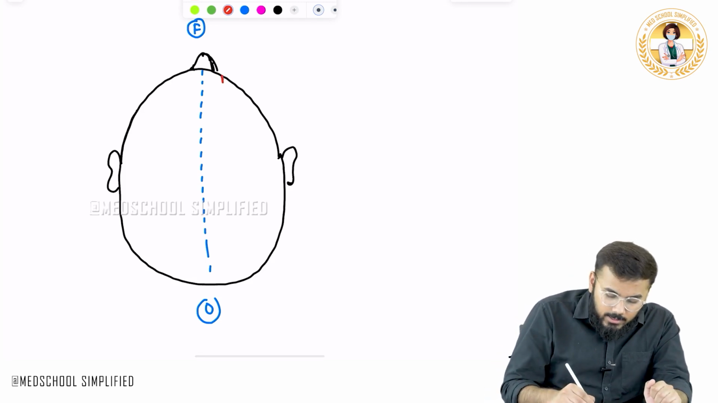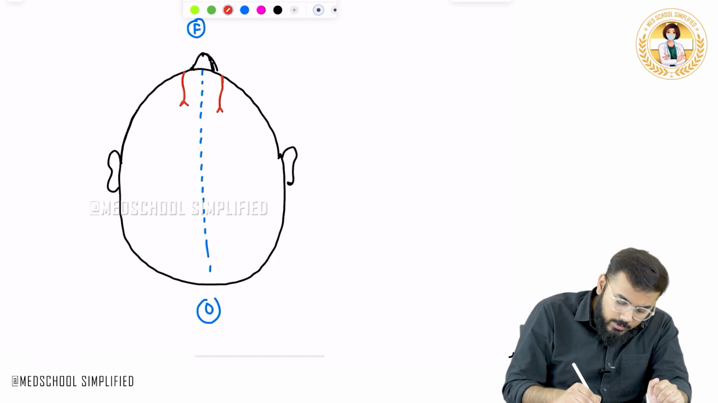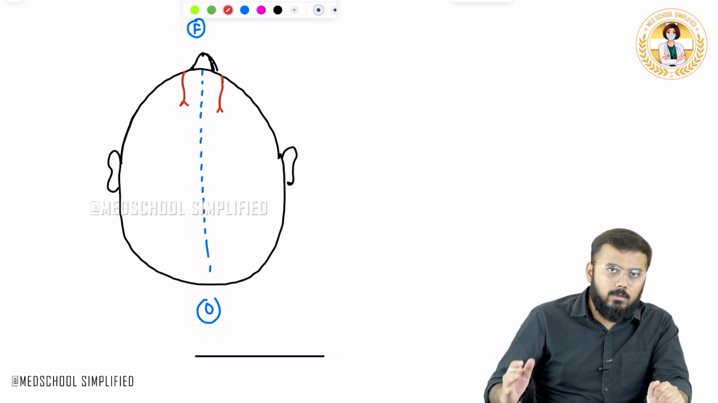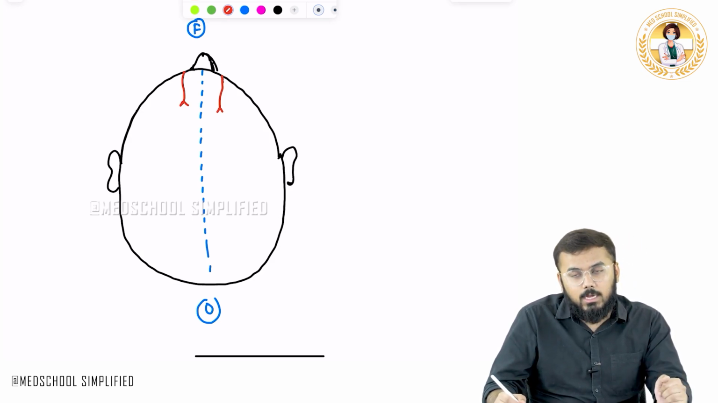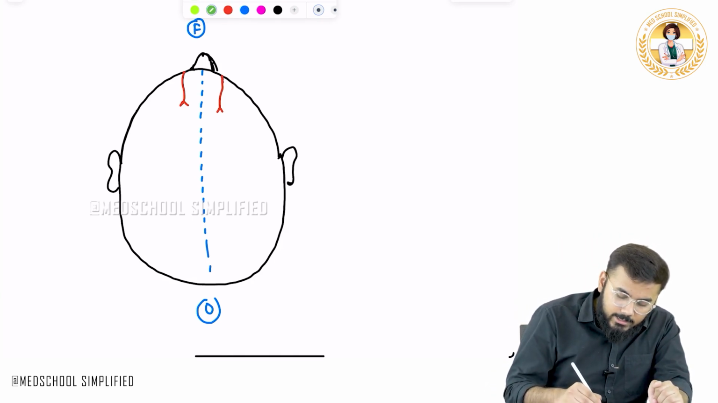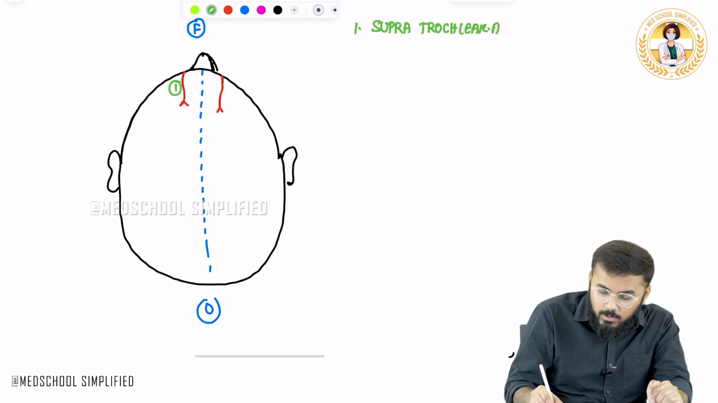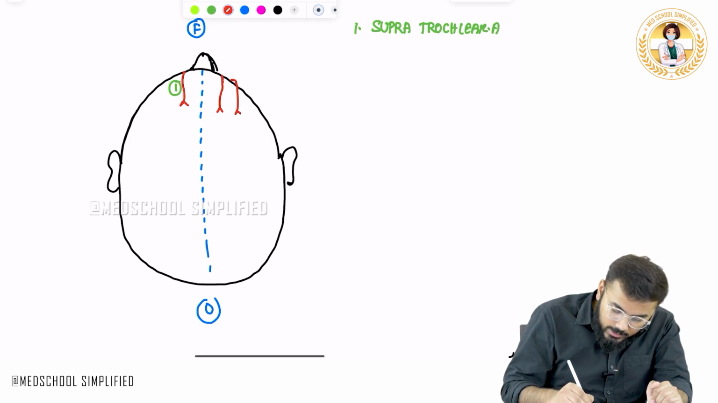So the first important thing is that on the scalp here you have an artery. The same artery will also be present on the opposite side. Let us draw arteries first and then nerves later. So these two arteries, what are these two arteries here? These two arteries are called the supratrochlear artery. Let us write it as artery number 1. Artery number 1 is your supratrochlear artery.